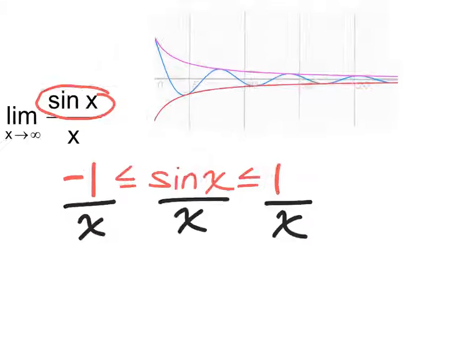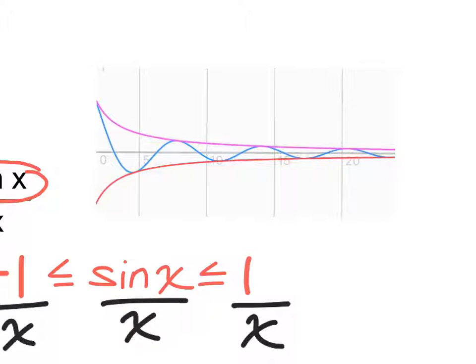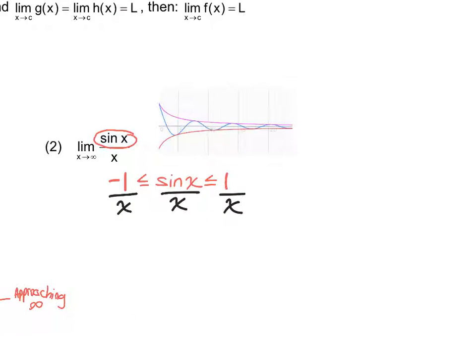All right, based on this diagram, it's pretty clear that the blue curve is sandwiched in between the purple and the red. So if I could just find the limit of the purple as it goes out to infinity and the red as it goes out to infinity, it seems like they're merging, then whatever the blue is, that's going to have the same limit. All right, so let's do that.